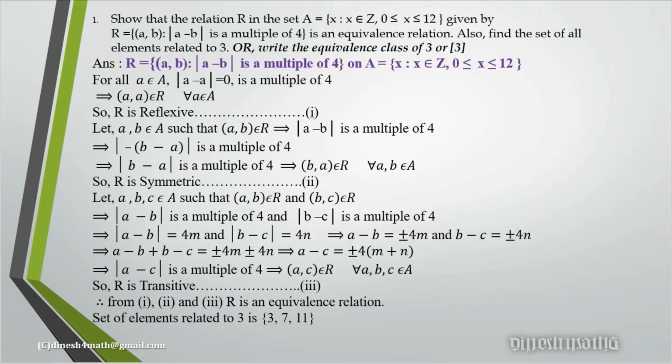Now we'll show the same as the other one. This is another way of writing in terms of the ordered pair way. So this also you can go through. For all a belongs to A, magnitude of a minus a, 0, is a multiple of 4, etc. This is the same thing as I explained. This is another way of writing.